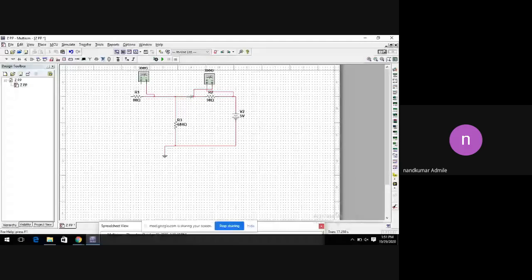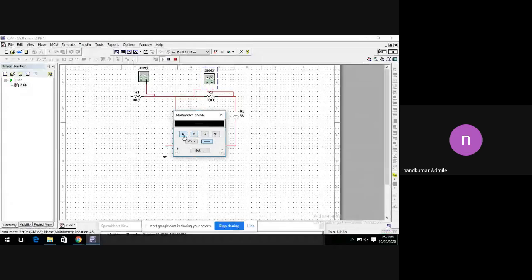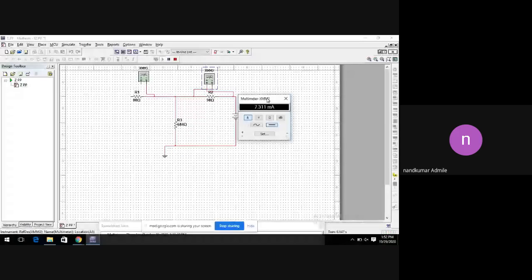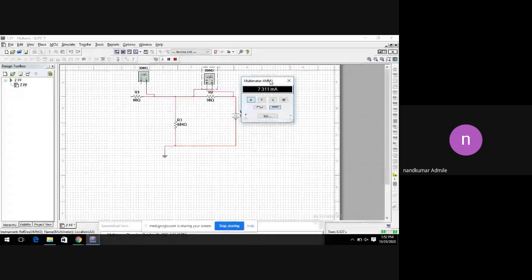Okay, have you observed the change in the circuit diagram? Yes, sir. Okay, now we'll simulate the diagram and measure the value of current I2. Note down the value of current I2. The value of current I2 is also 7.311 milliampere.